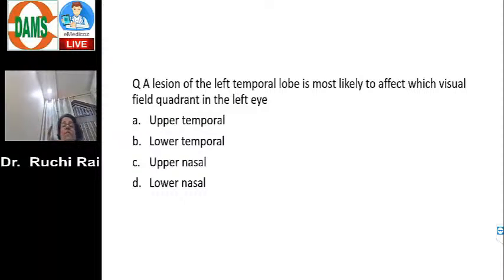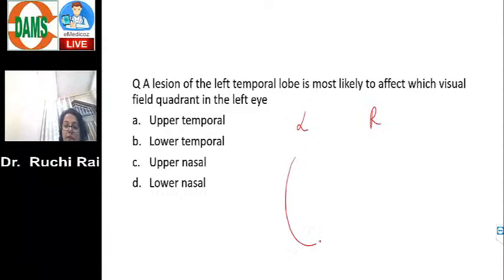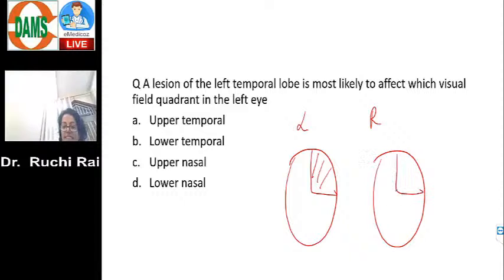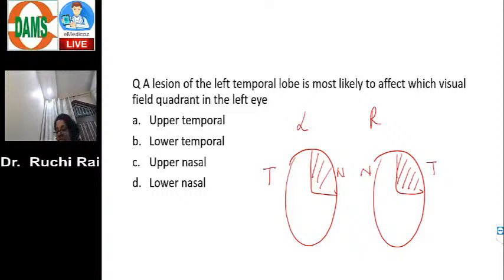Let's solve this together. Left temporal lobe, I am giving you a hint, means first of all, temporal lobe lesion will cause pie in sky. Correct? It is left temporal lobe lesion. That means right-sided pie in sky. So if this is my left eye, this is my right eye. How do I make a right-sided pie in sky? Is this correct? So which eye are they asking you? This is the nasal. If two eyes, this will become the nasal field. This is the temporal. So it is asking for the left eye. What is the answer? In the left eye, is it upper temporal or upper nasal?